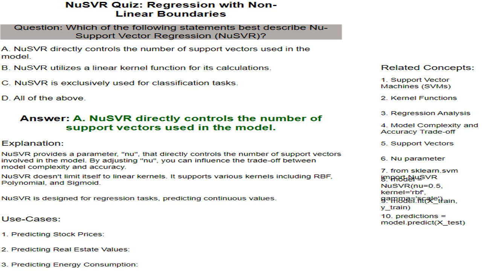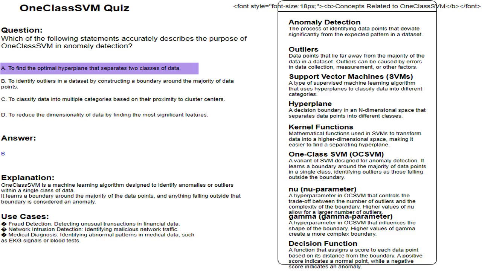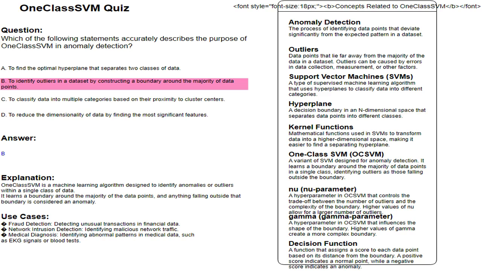C. To classify data into multiple categories based on their proximity to cluster centers. This statement describes the concept of clustering algorithms, such as k-means. One-class SVM focuses on anomaly detection within a single class, not on classifying data into multiple categories.